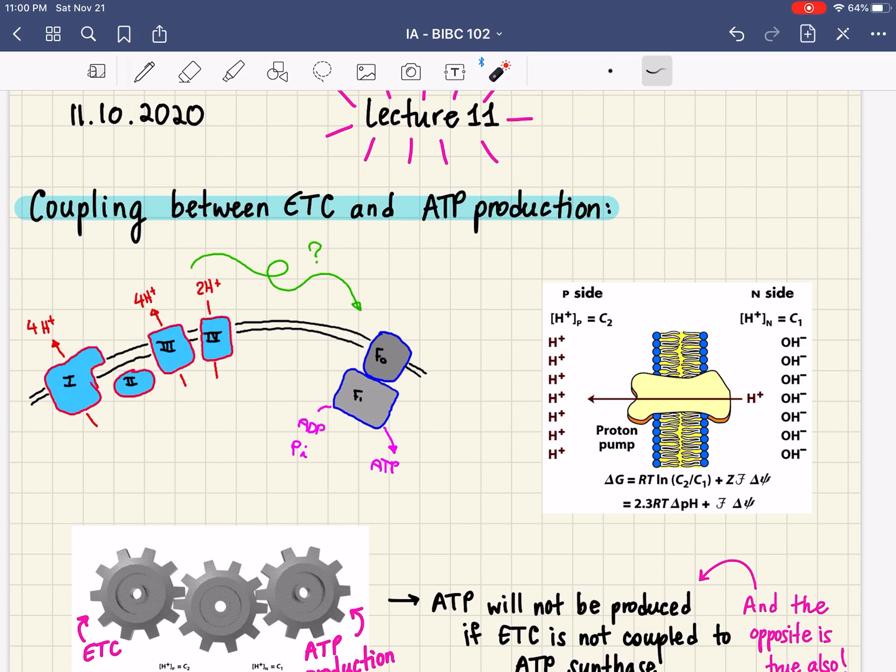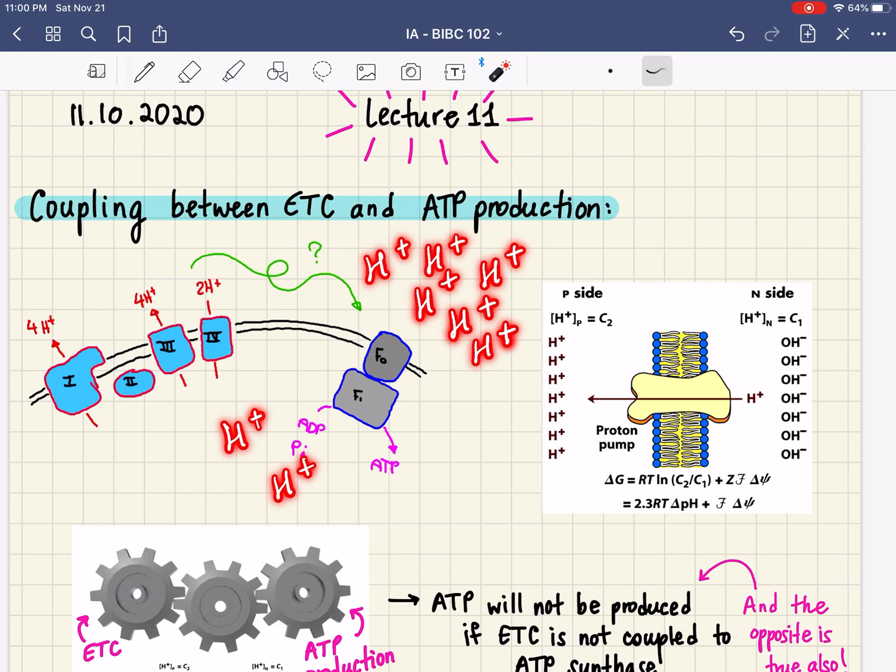Okay, so how do we make this proton gradient? What is a gradient, right? A gradient is when we have a lot of something in one place and we have only a few of those things in another place. And so now these protons are looking for a way to come into the place where there's not a lot of protons. Okay, so that is the protons moving down their gradient.